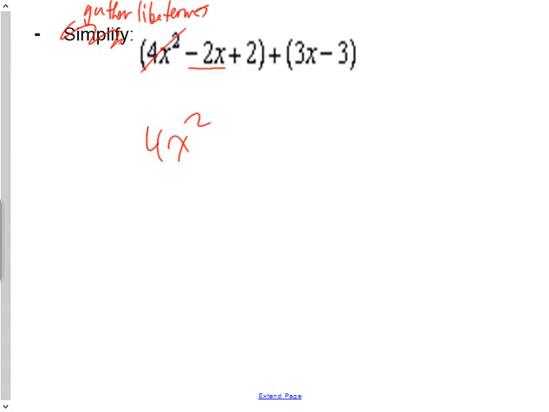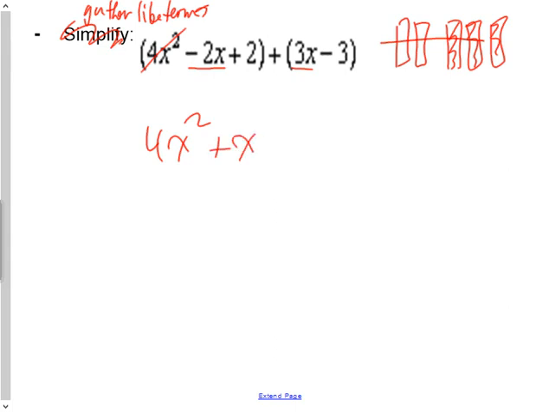A negative 2x and a positive 3x combine. If I think about it pictorially, there's negative 2x, there's a positive 3x. Those would make a 0 pair, leaving me with a positive x. And a positive 2 and a negative 3, 0 pairs leave me with a negative 1. So when I gather like terms or simplify or add those two together, I would end up with a trinomial of 4x squared plus x minus 1.